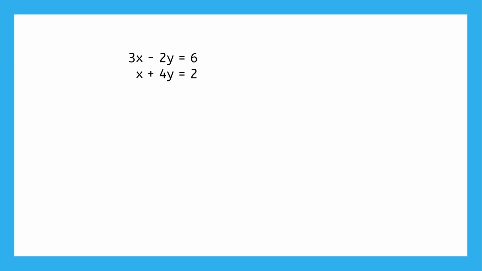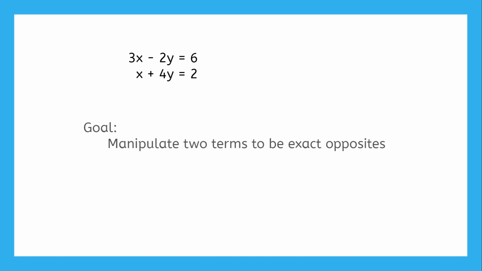We ended the last video with this system, but when we tried to use the elimination method, nothing eliminated. So what gives? Well, the problem is that nothing zeroed out. So in order to prepare this for elimination, our goal is to manipulate two of the terms to be exact opposites so that they'll zero out when we combine equations. But how can we do that? Well, it's a lot easier than you might think.